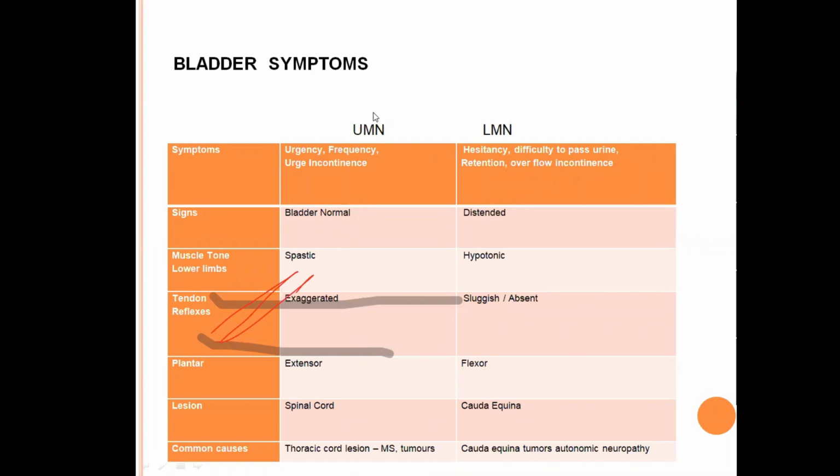Signs, other signs of UMN. In UMN, the bladder may not be palpable, but here, because of the retention, the bladder can be distended. All other signs of UMN like spasticity, exaggerated reflex, extensor plantar; a lesion in the spinal cord can be seen basically in the thoracic cord. And here the LMN signs: hypotonic, absent reflexes, plantar flexor. Usually the lesion is in the cauda equina.